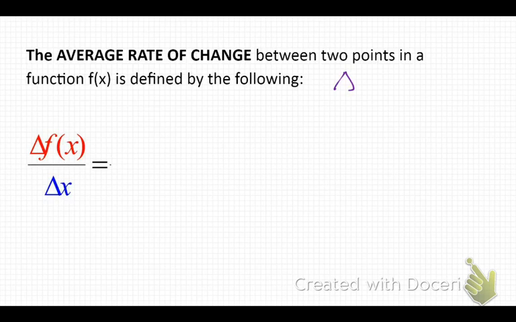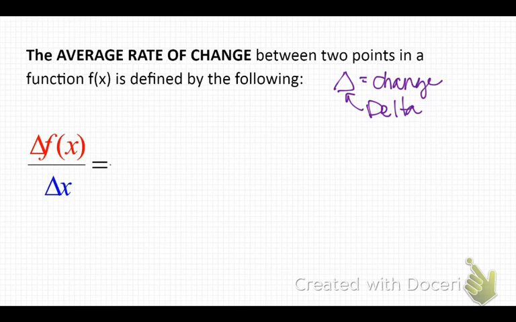Okay, this is a capital D, delta, and that means change. Please write that in there. Capital D is delta. So we're not going to say triangle f of x. We would say delta f of x. Okay, so this means delta f of x over delta x.